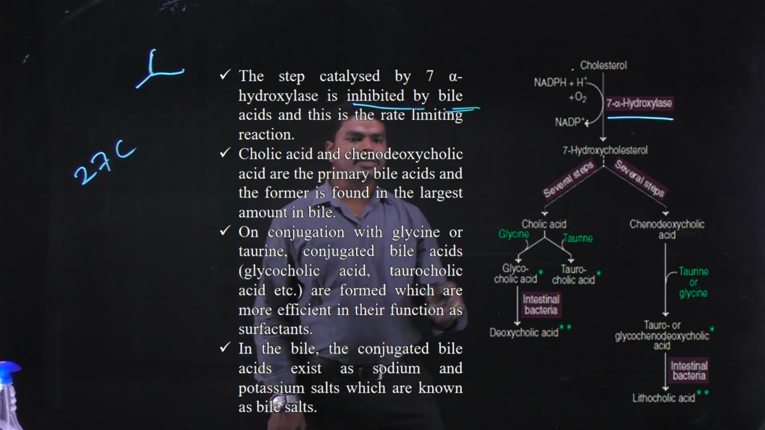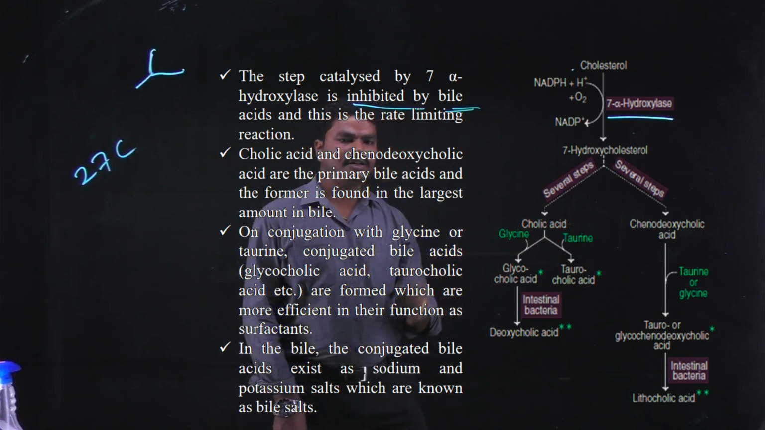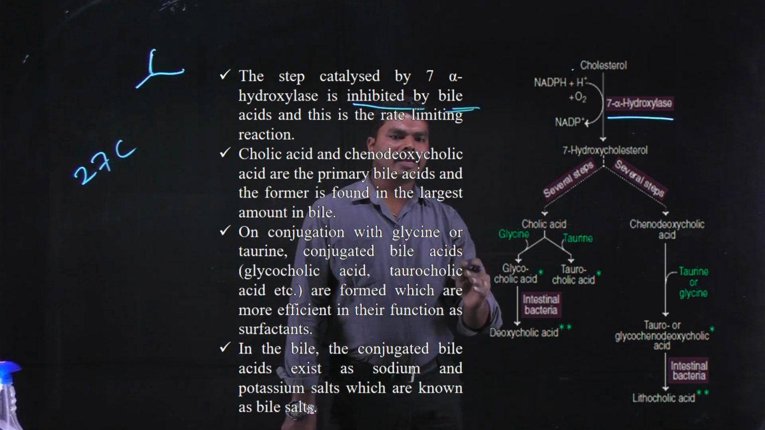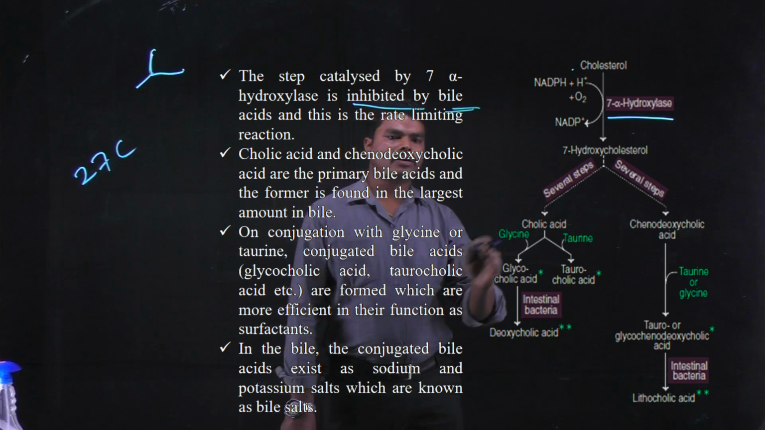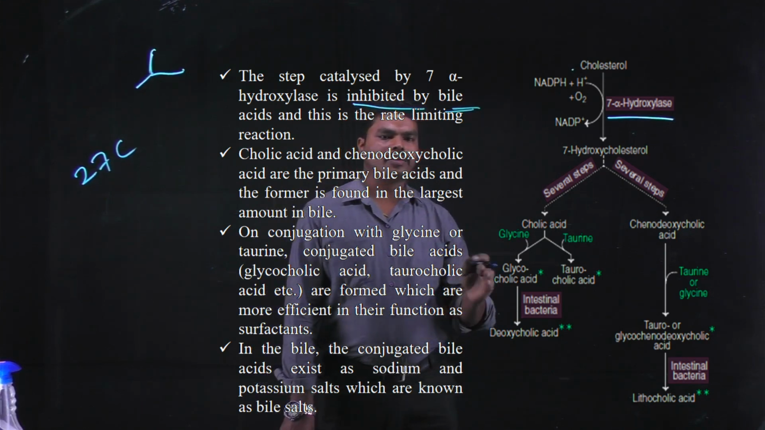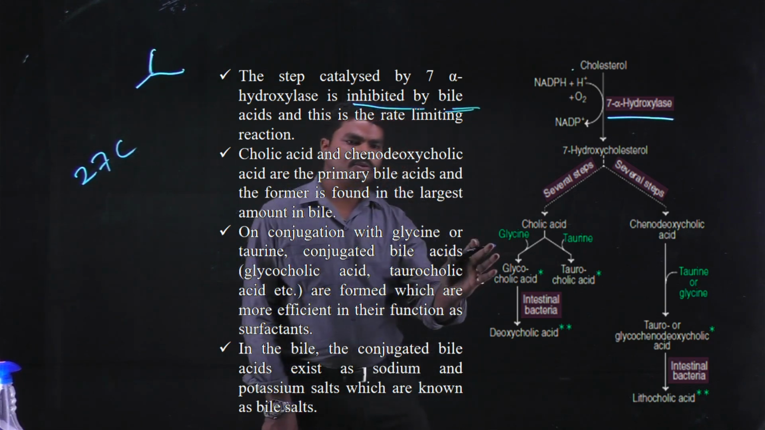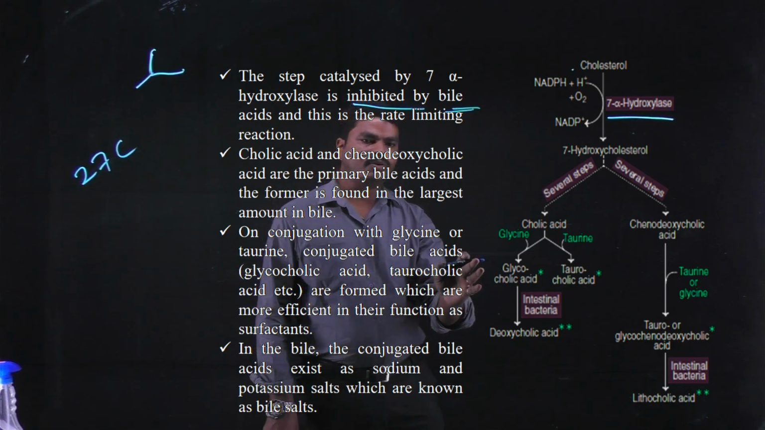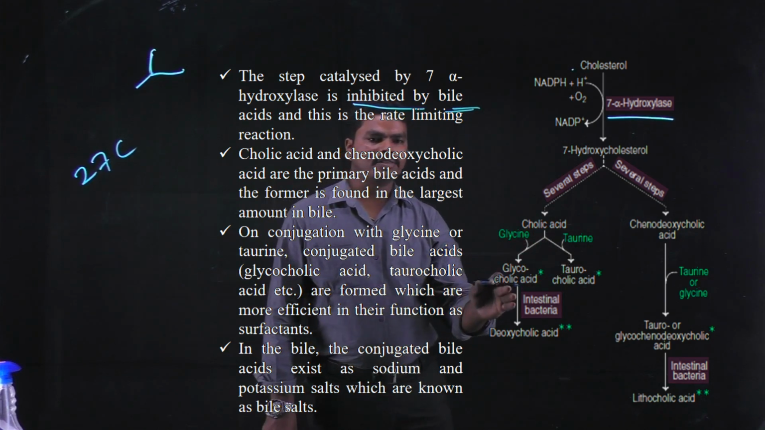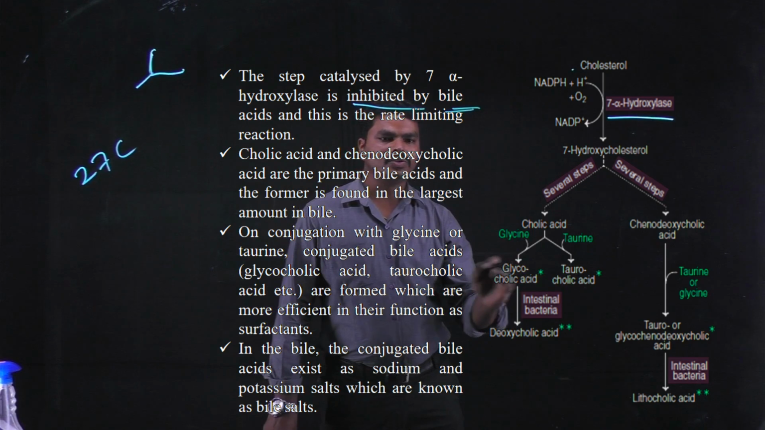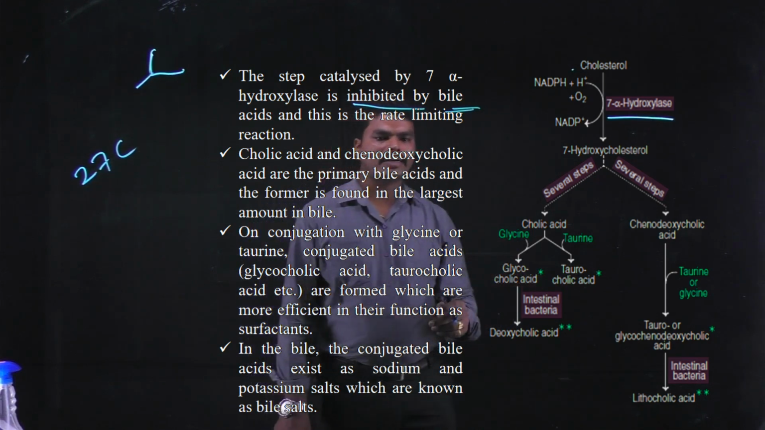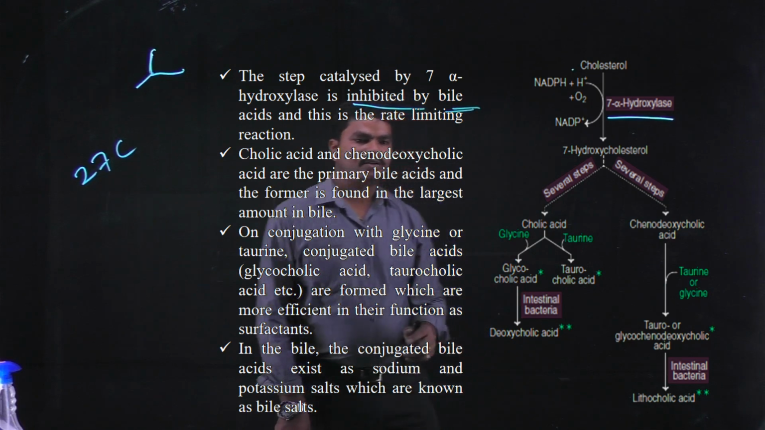On conjugation with glycine or taurine, conjugated bile acids like glycocholic acid or taurocholic acid are produced, which are more efficient in their function as surfactants. So two acids are produced when glycine or taurine is conjugated to cholic acid. They are nothing but glycocholic acid and taurocholic acid. These two are more powerful in their action as surfactants.